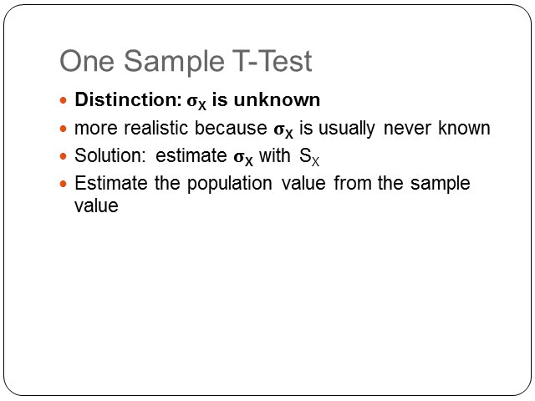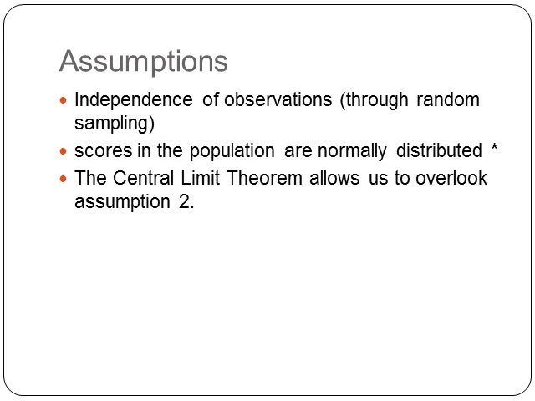So the distinction, as I mentioned, is that the standard deviation is unknown, which is typically the case. So instead we're going to use the estimate, which is the sample standard deviation instead of the population standard deviation. That's the main difference between a t-test and a z-test. Our assumptions remain the same, although this time we don't know the population standard deviation.